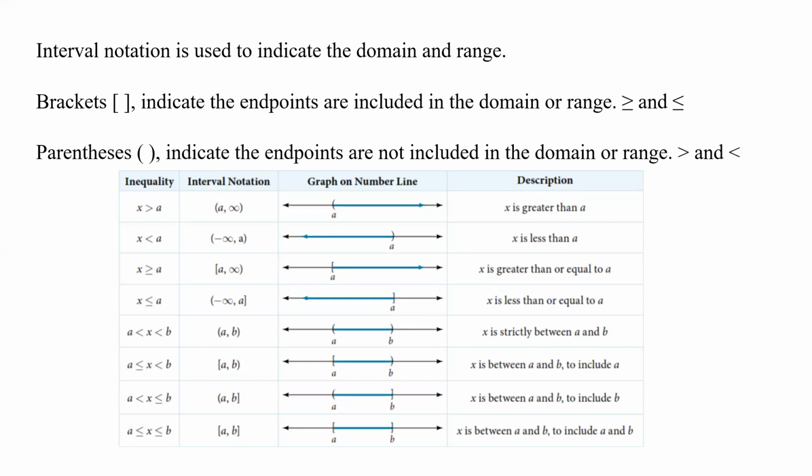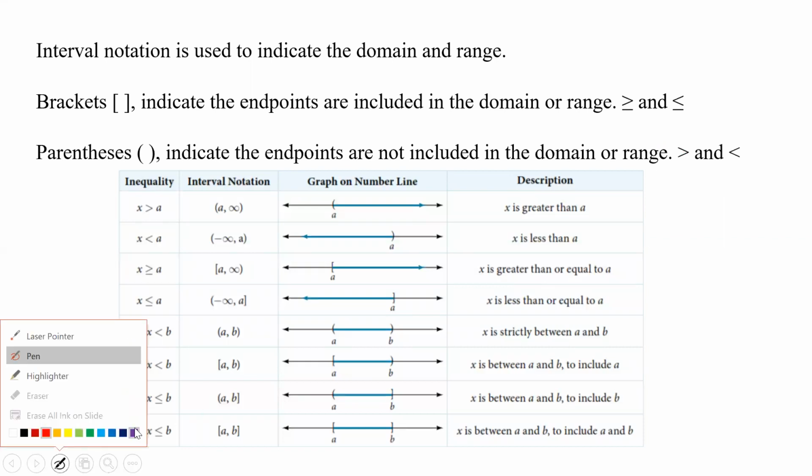And with this, we use brackets to indicate the endpoints that are included in the domain or range. That usually comes from the fact that we have greater than or equal to, or less than or equal to. And then we have parentheses, which indicate the endpoints that are not included in the domain or range. This is usually when we have just strictly greater than or strictly less than.